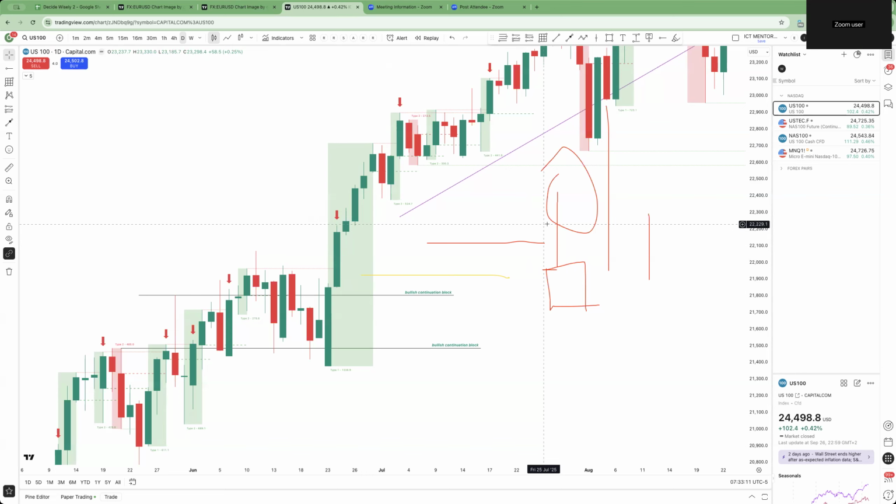Sorry, maybe you misheard me. I'm going to annotate on your chart, Olu. No problem, take your time. So you see this candle right here, the bullish one.